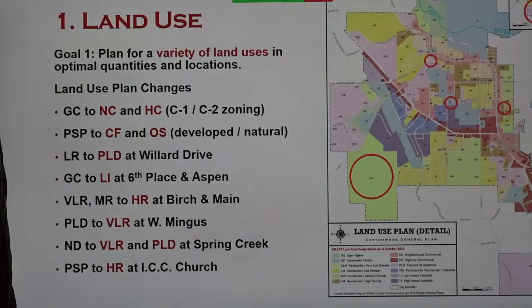And at the Immaculate Conception Church, which is just off of this particular map, it's right now designated as PSP, public, semi-public. We would propose to take that to high-density residential, since the church has been discussing with us plans for residential in that area.